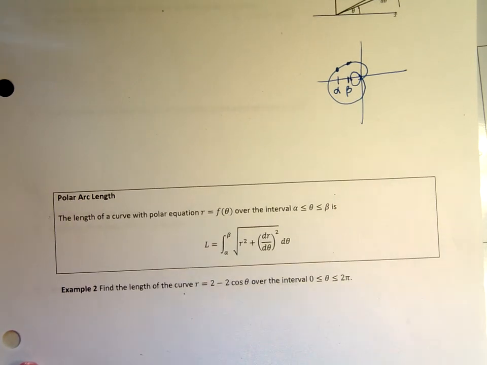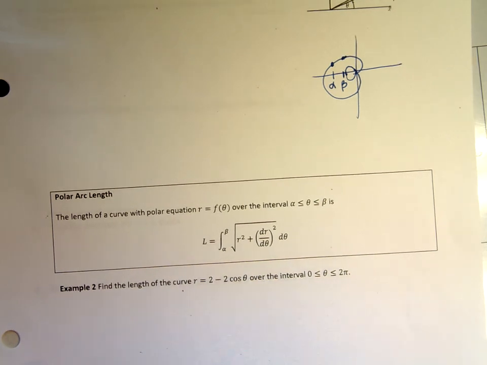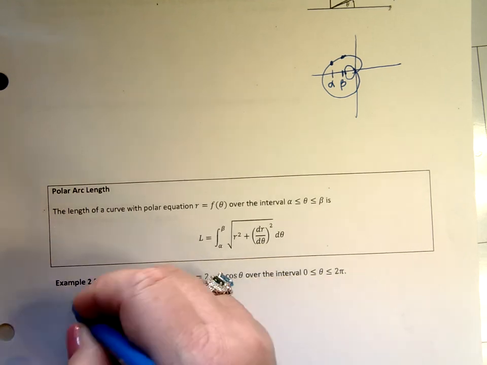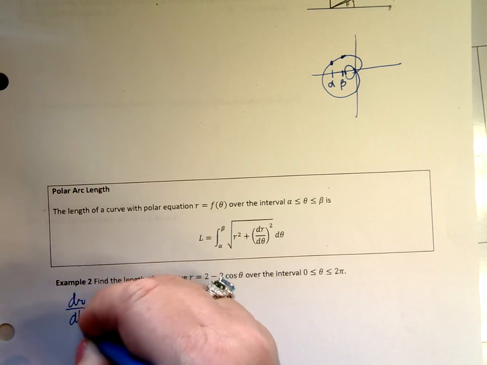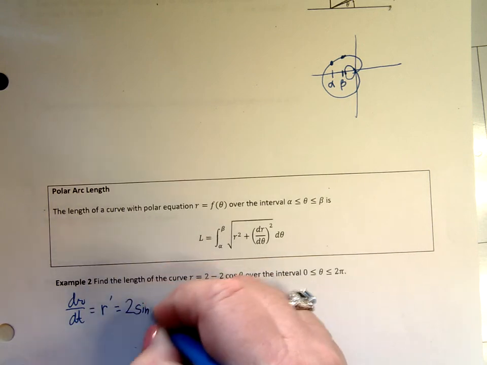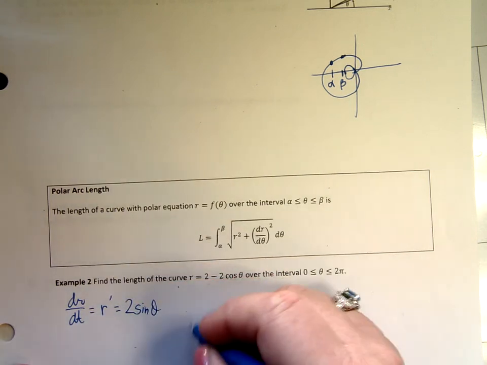All right, so let's do it. Find the length of the curve when r equals 2 minus 2 cosine of theta from the interval 0 to 2 pi. I kind of like these because they pretty much tell you your interval all the time. The only thing I've got to figure out is dr over d theta, sometimes called r prime. The derivative of 2 is 0. The derivative of negative 2 cosine of theta is a negative sine, which turns this positive, so it's 2 sine of theta.